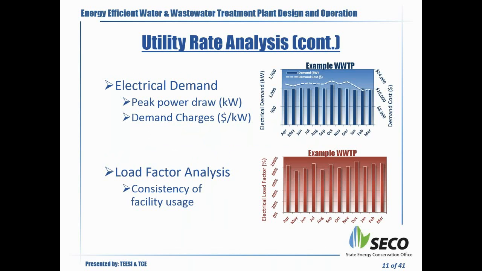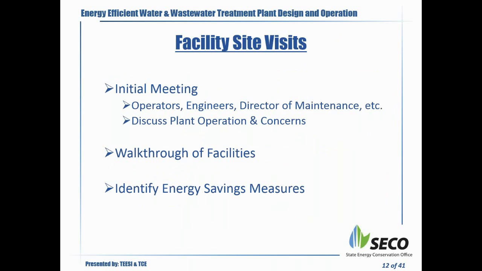Not very important, but most important for buildings, probably not that critical for water wastewater plants, we also do load factor analysis that tells us the consistency of facility usage. Typically, if you have a load factor over 40%, that means you're using things after hours and so on and so forth. So those are the kind of things that we are looking at as we are doing the PEA.